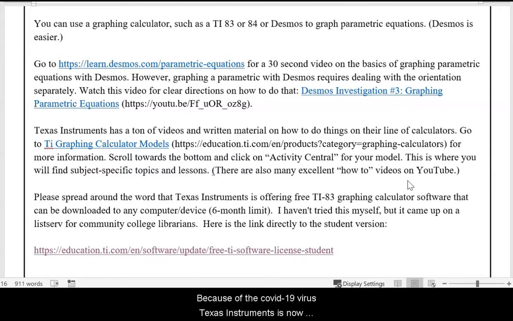Because of the COVID-19 virus, Texas Instruments is now offering a 6-month limited use of their software for a calculator. Now, this will load directly onto your computer. I haven't tried it myself, but this link will take you to a system where you can choose which of the TI software you wish to download, both for an Apple computer and for a Windows PC. This will let you use it directly on your computer in case you do not actually own a graphing calculator. However, you have to activate this software before June 30th to get the free 6-month software license.